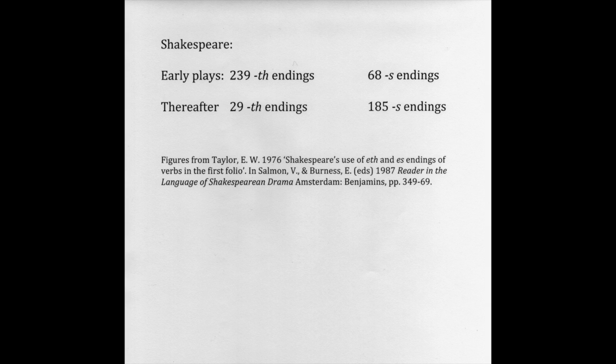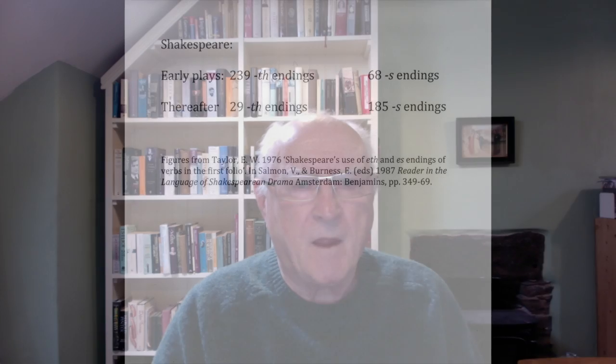Sometimes Shakespeare chooses one or other of these forms because he needs it for his metre, but this is not nearly always the case. You can even see a change in Shakespeare's lifetime. In the early plays, there are 239 th endings and 68 s endings, but in the later plays, there are 29 th endings and 185 s endings. And by the time we reach John Milton, there's an overwhelming predominance of s forms and very few th forms.